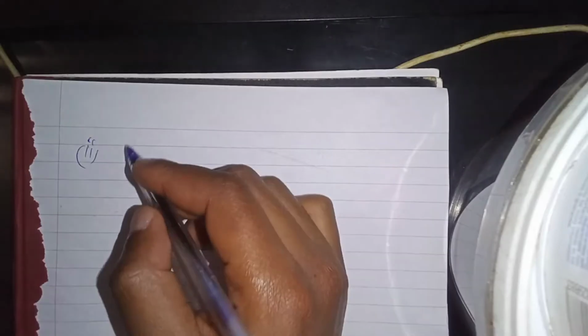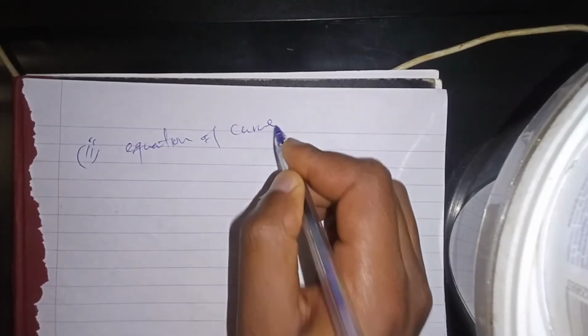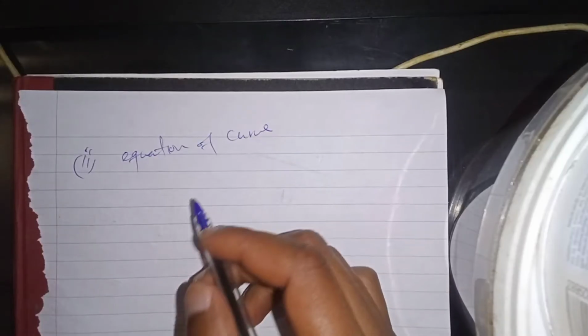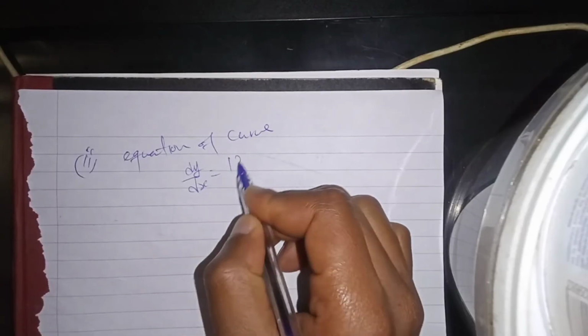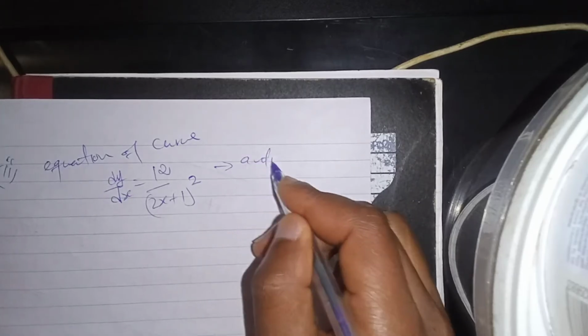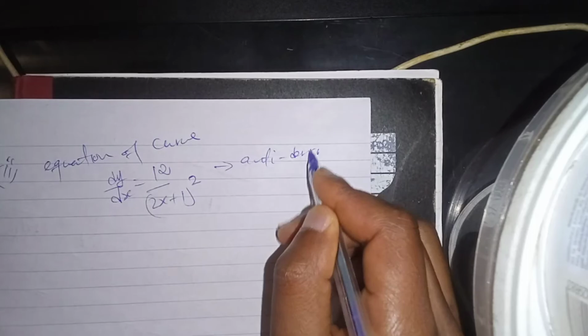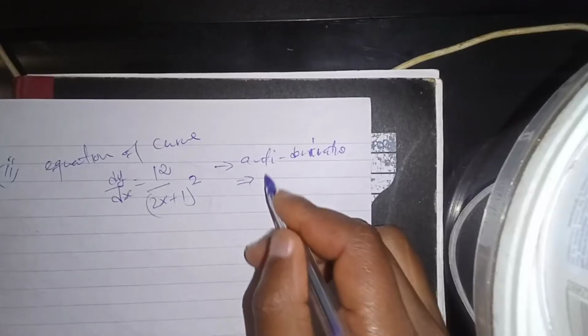Here they say find the equation of the curve. So we need to find the equation of the curve. How do we find it? Here we have dy/dx equal to 12(2x + 1)^2. So maybe you can do an antiderivative, which is actually integration.